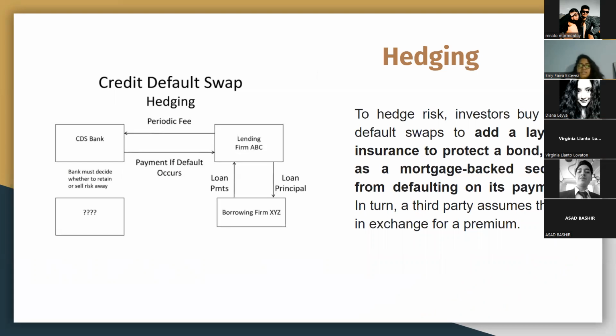Hedging. The risk investor uses a credit default swap to add a layer of insurance to protect a bond, such as a mortgage backed security, from defaulting on its payment. In return, a third party assumes the risk in exchange for a premium.